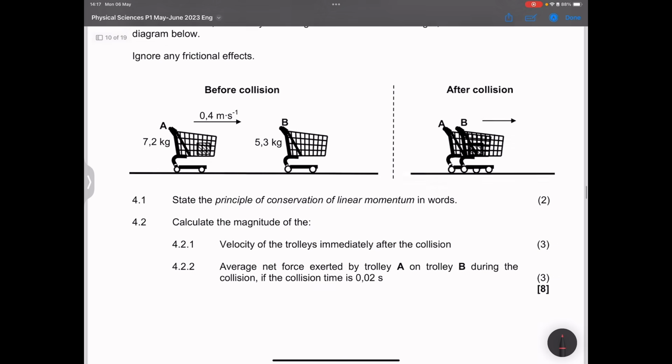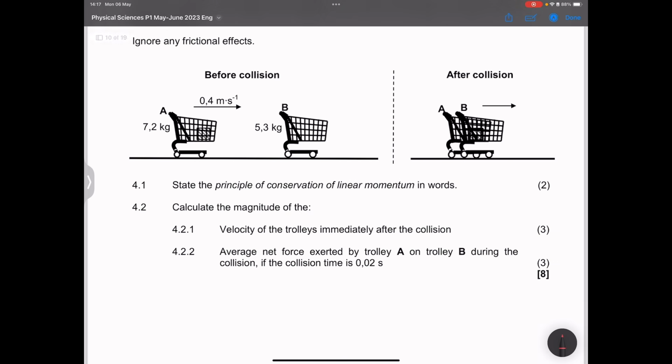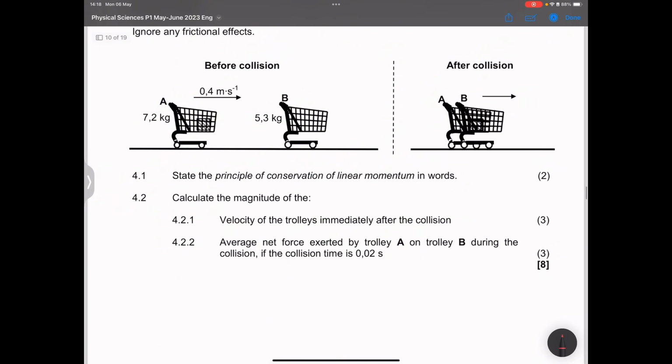So in this case, firstly, they say state the principle of conservation of linear momentum. We know in an isolated system, the total linear momentum is conserved, right? Or you can say in an isolated system, momentum before collision is equal to momentum after collision. Right, so let's go to the next question. 4.2, they say calculate the magnitude of the velocity of the trolleys immediately after collision.